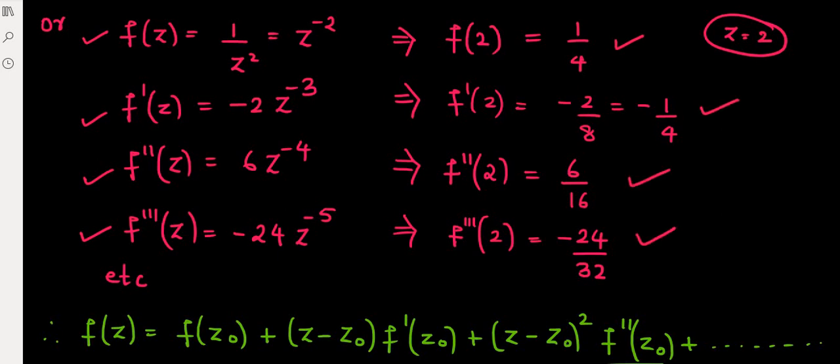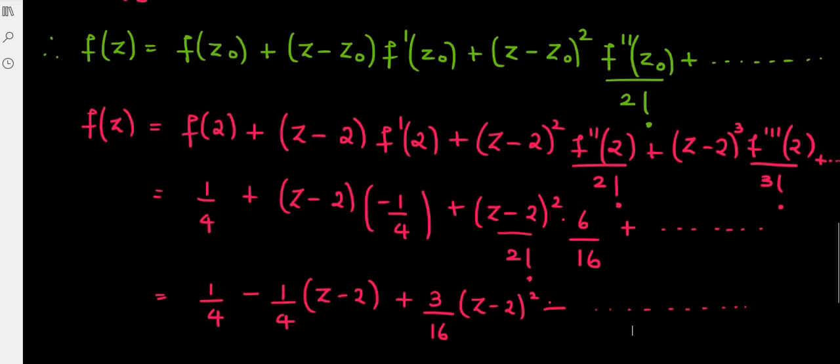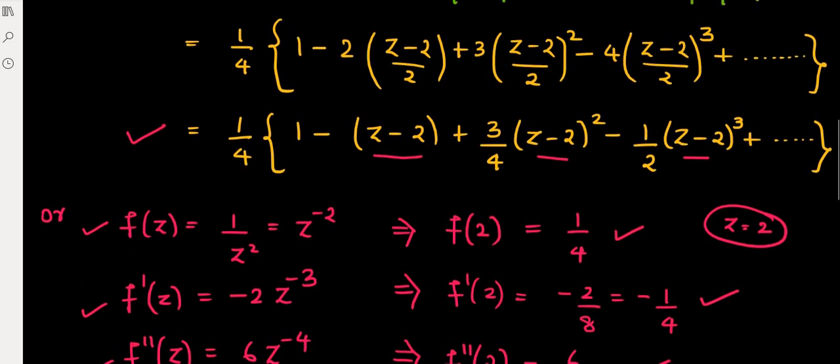and substitute in the Taylor series expansion. This is the Taylor series expansion after substituting z naught as 2 and then substituting the various values of f of 2, f dash of 2, we get this series. This series is the same as the one we have obtained using another method.